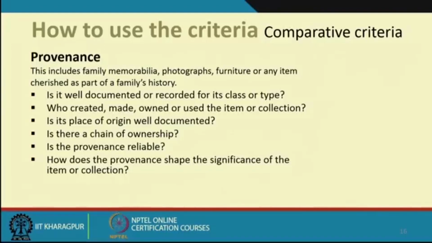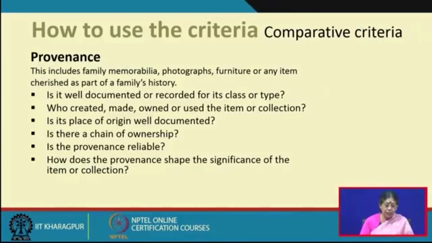So, what are the things as a checklist? Is it well documented or recorded for its class or type? Who created, made, owned or used the item or the collection? Is its place of origin well documented? Where did it originate? How did it change hands? If it is, there is a chain of ownership. Is the provenance reliable? We have to understand whether we have the documents for that. How does the provenance shape the significance of the item or the collection?